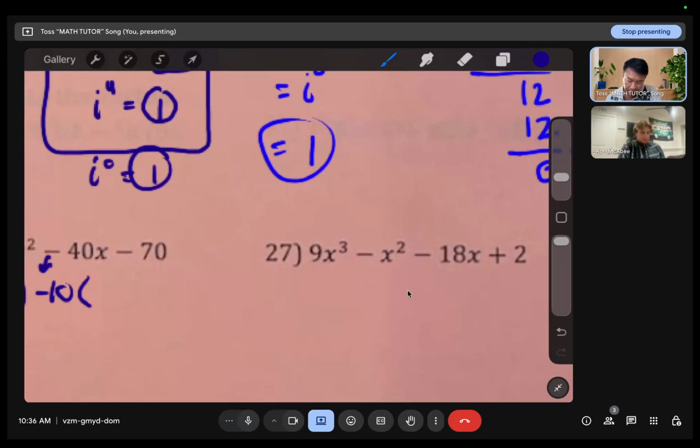So negative 10 times what will give you a negative 40x, so it will be 4x. Negative 10 times what will give you a negative 70? So it's going to be plus 7. Let's see, you okay with that? Double check here.